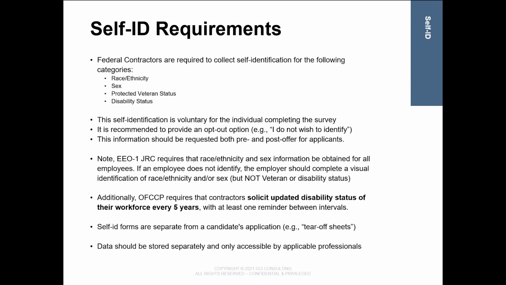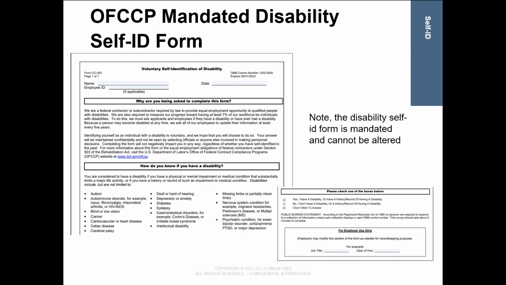Additionally, OFCCP requires that contractors solicit updated disability status of their workforce every 5 years with at least one reminder between intervals. For security purposes, self ID forms should be separate from a candidate's application, and data should be stored separately and only accessible by applicable professionals. This is an example of the required disability self ID form. This form is mandated and cannot be altered. There is no mandated form for race, sex, or veteran status.